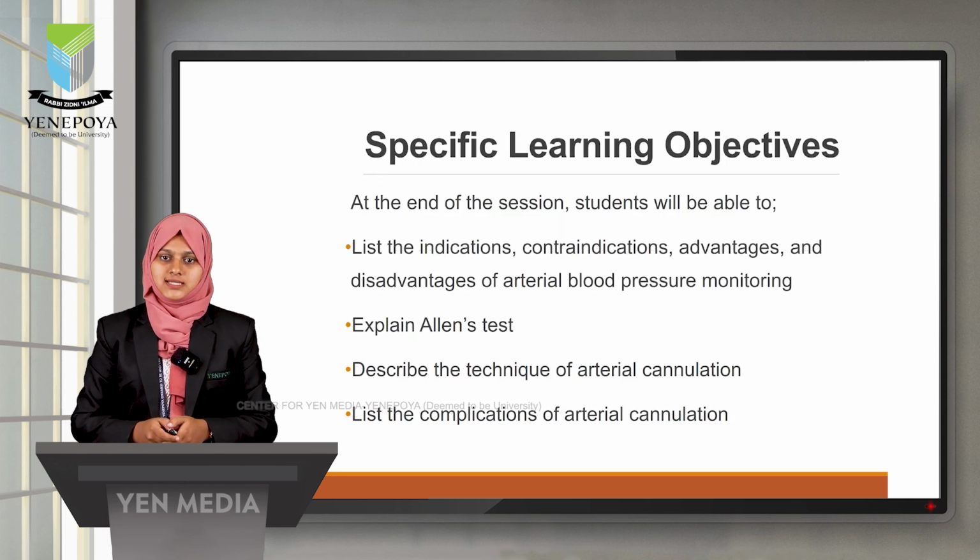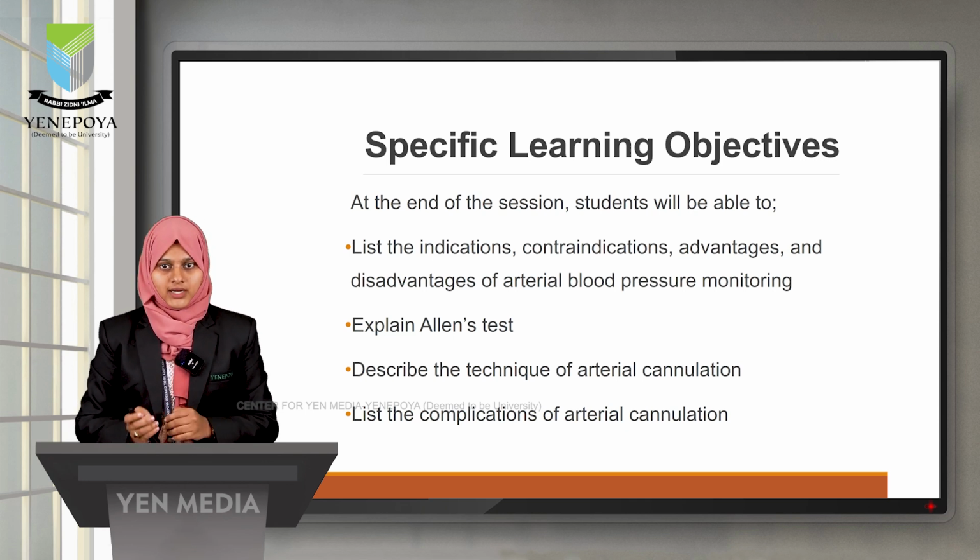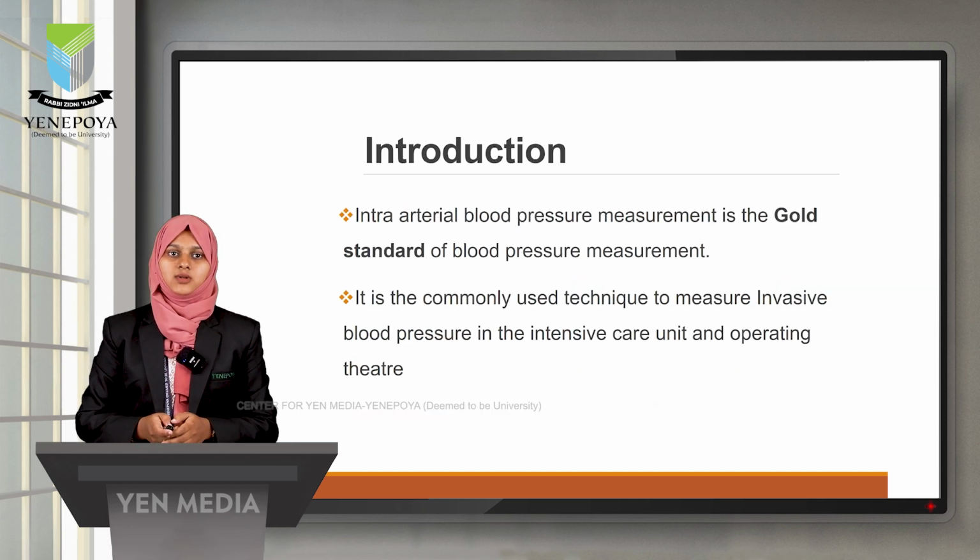At the end of this session, students will be able to know about the indications, contraindications, advantages and disadvantages of arterial blood pressure monitoring, also the Allen's test, and they will describe the technique of arterial cannulation and list out the complications of arterial cannulation.